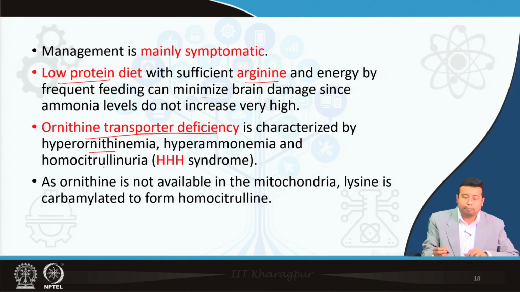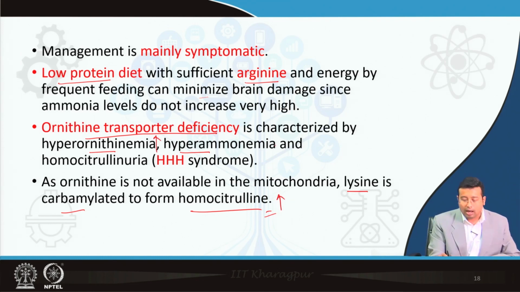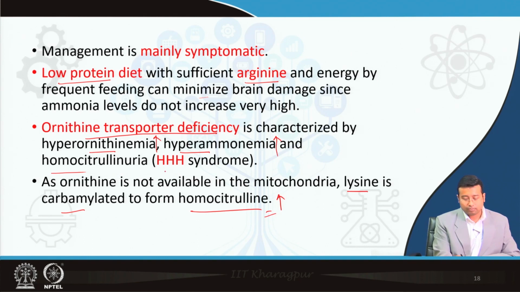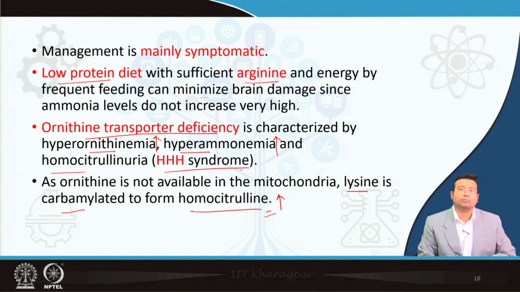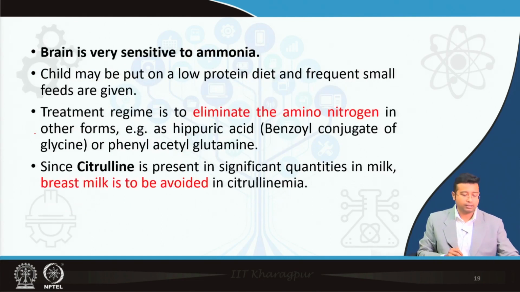What happens when the urea cycle is hampered? It leads to hyperammonemia. And inside the mitochondria, what happens? Since ornithine is not available, lysine is carbamylated to form homocitrulline. Ultimately, there is an increase in the level of homocitrulline. So, three things are increased: hyperornithinemia, hyperammonemia and hyperhomocitrullinemia. This is known as HHH syndrome, which is a diagnostic feature named in ornithine transporter deficiency. Again, a very important multiple choice type of question from the urea cycle deficiency disorders.